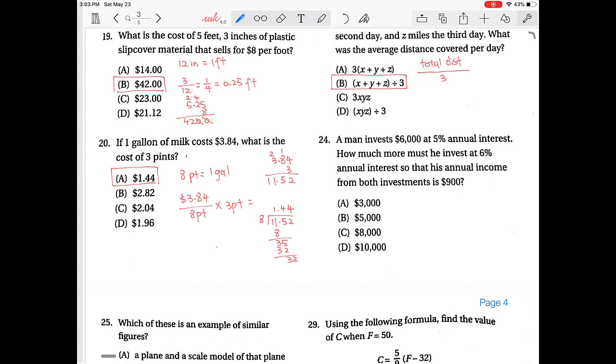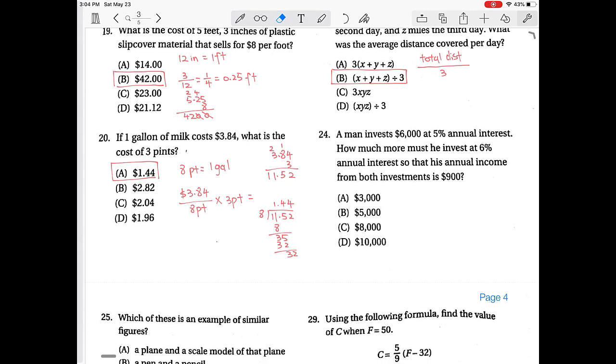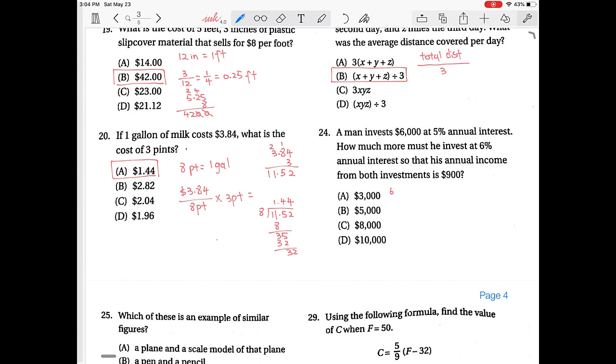Number 24, a man invests $6,000 at 5% annual interest. How much more must he invest at 6% annual interest so that his annual income from both investments is $900? I'm going to let X represent the amount he's going to invest in addition to the 6,000. The equation then becomes 6,000 times 5% plus X times 6%. That's going to equal 900.